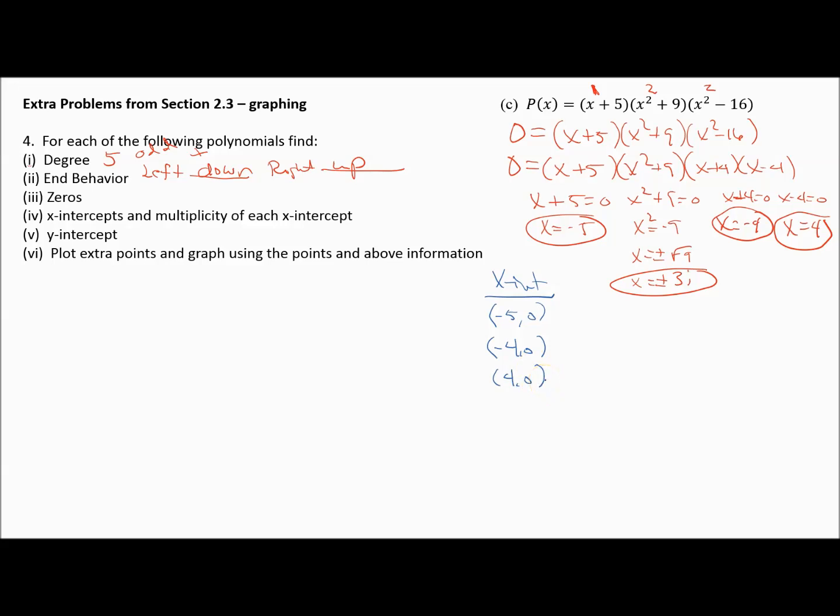Now the question is, do I have all my zeros? Well, there's supposed to be 5 of them. That's 1, 2, 3, 4, 5, yes. And we only have 3 x-intercepts, and that's okay.